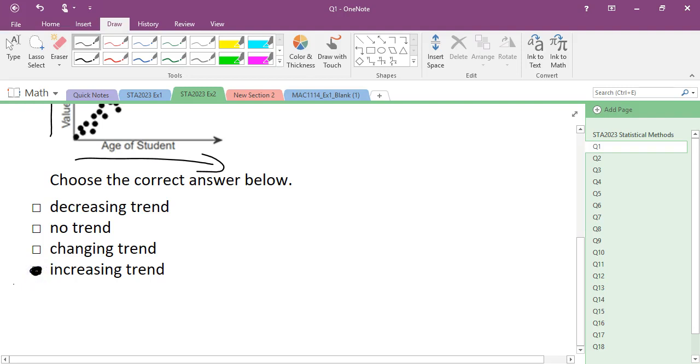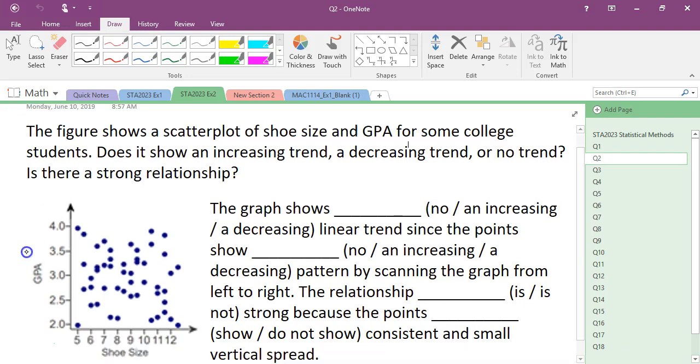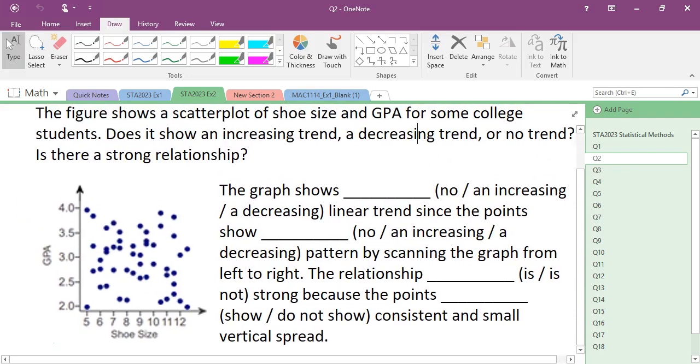Cool. So moving on, question 2. A lot of these first 4 to 5 questions are all about the trends and everything like that, as we saw in class. So here we got a scatter plot of shoe size and GPA for college students. So again, it's asking us, does it show an increasing trend, decreasing trend, no trend? Is there a strong relationship? So as we see shoe size and GPA, what do you notice? There is no trend whatsoever. These are just a bunch of dots going nowhere. So there is no trend.